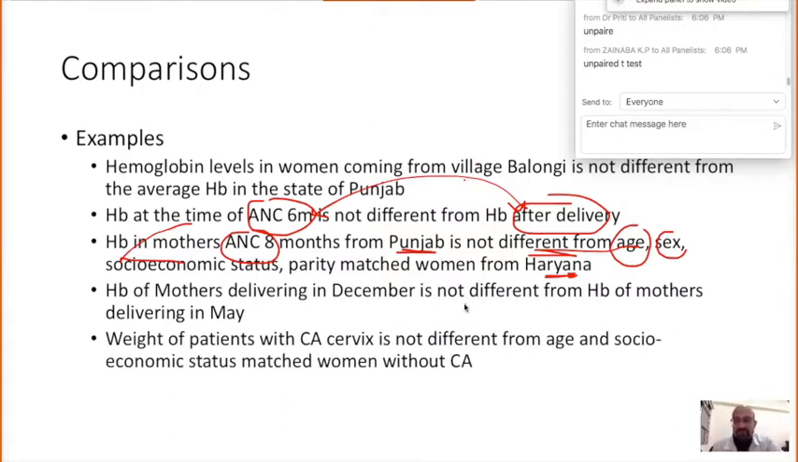Now, supposing we were trying to figure out the weight of patients with CA cervix, and I believe that this is not different from age and socioeconomic status matched women without cancer cervix. So which test do you think we will use here? And I'm sure all of you will get the answer right because the keyword here is matching. Just like the previous example, when they had been matched, we will be using the paired t-test because of the matching that we had applied.